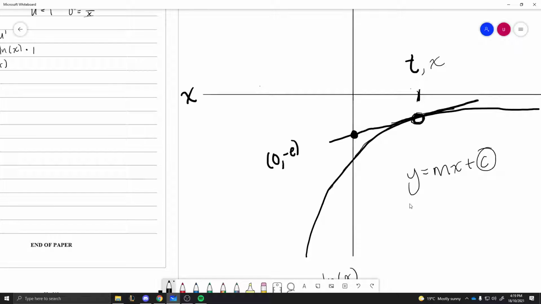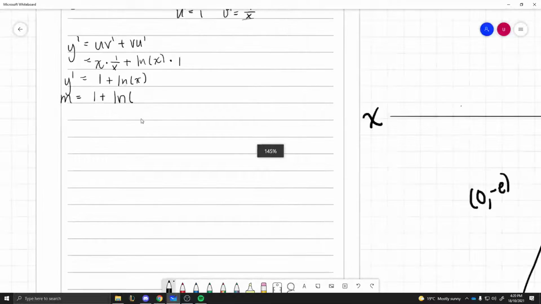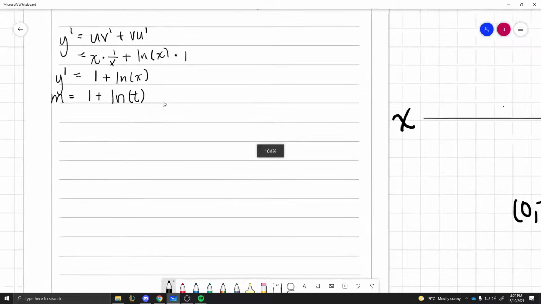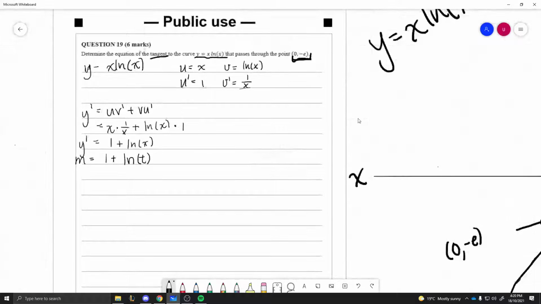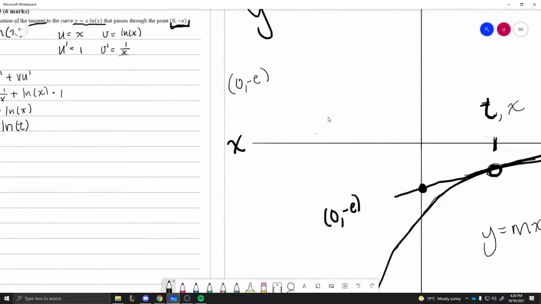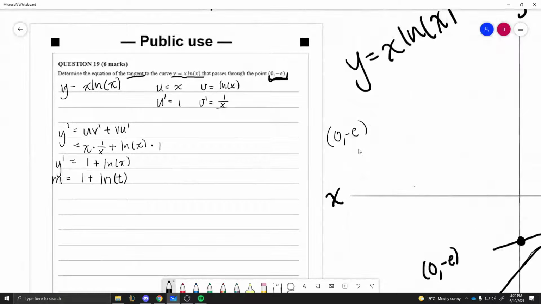So let's just substitute this in as t here, because this is the point we're working with, t. Okay? So m equals 1 plus ln of t. That's going to be the gradient for the straight line. Now, because we don't have a way to determine what t is currently, if you look at the information in the question, it says it passes through the point 0, negative e. So it passes through 0, negative e, which means it's a valid point on the tangent line, as shown in this diagram here.